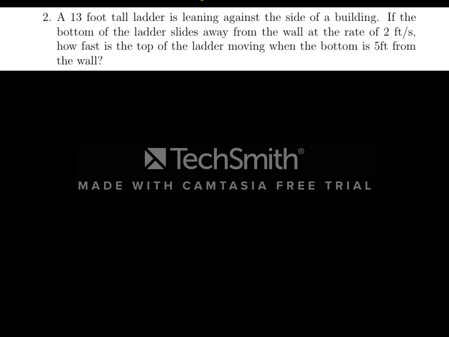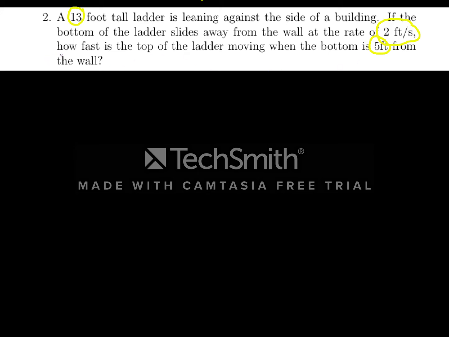Okay, so let's first, again, circle all of our numbers and variables if they're there. We've got a 13-foot ladder. So we've got a 13-foot ladder leaning against the building. If the bottom of the ladder slides away, so here's a rate, 2 feet per second. How fast is it when it's 5 feet from the wall? Okay, so we've circled our numbers, and now we're going to underline our question.